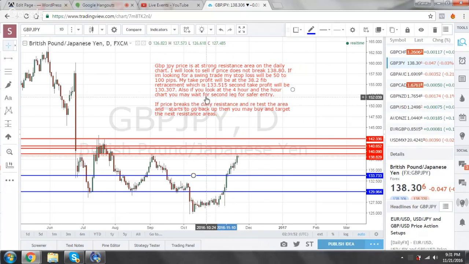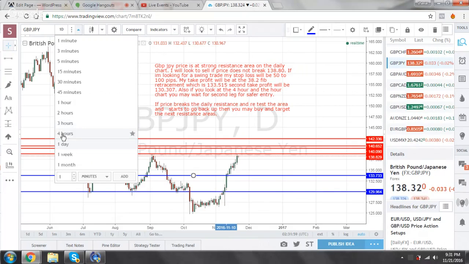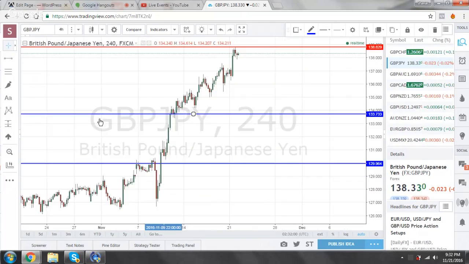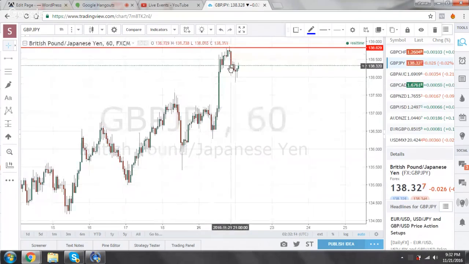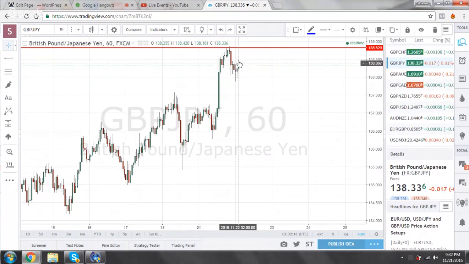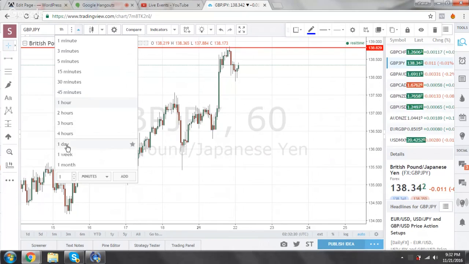Also, if you look at the 4-hour chart and the 1-hour chart, you may wait for a second leg for a safer entry. What I mean by that, like I showed you earlier on the 4-hour chart, is that it went up, it dropped, and it can go back up again, retest, and then drop again. It looks kind of the same on the 1-hour. As you see on the 1-hour, it looks like it's actually starting to go up for the second leg.